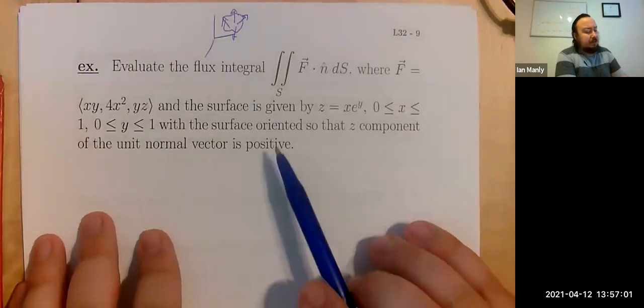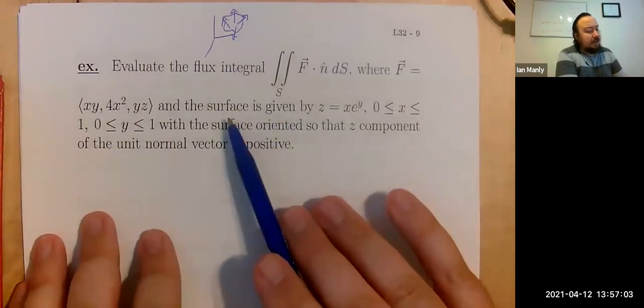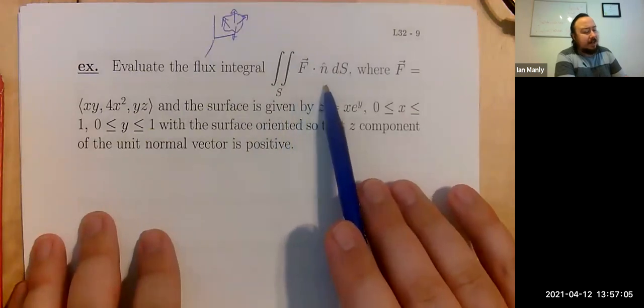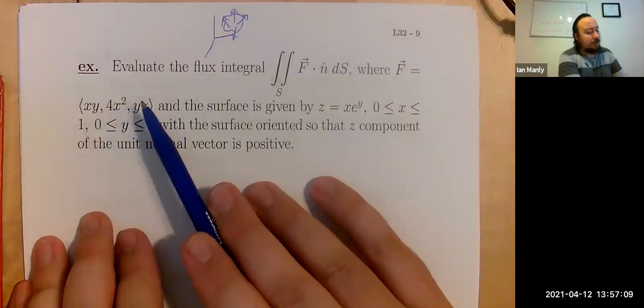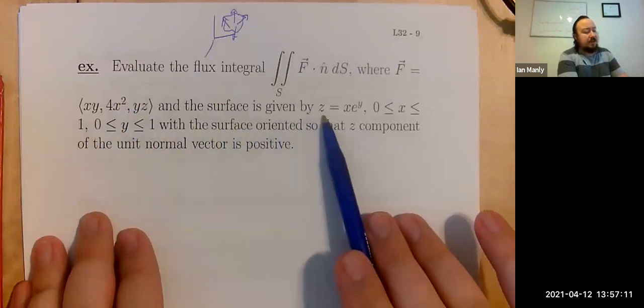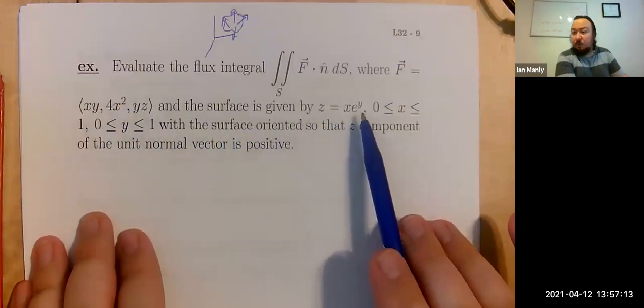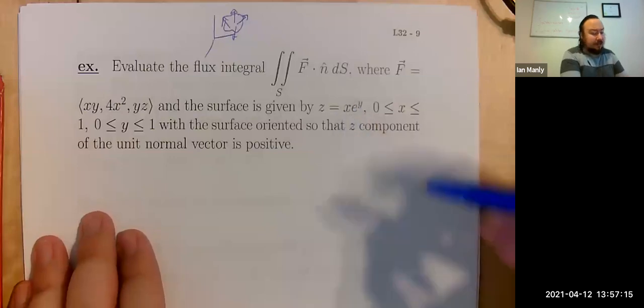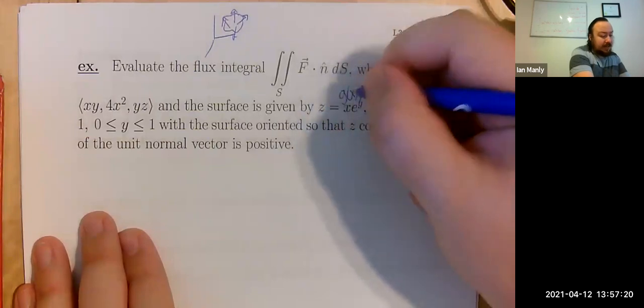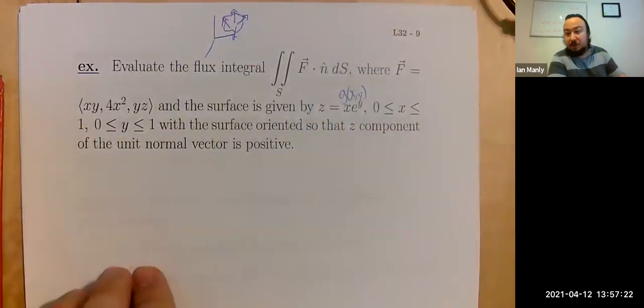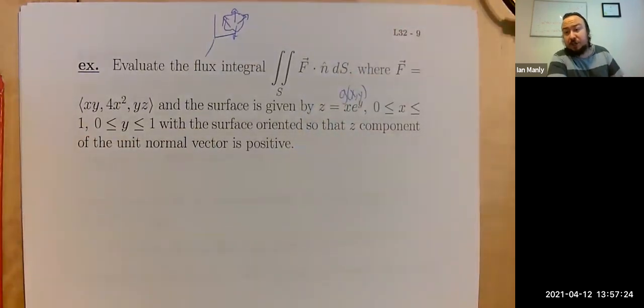We already started last time with an example, so let's do another one. Evaluate the flux integral of F dot n dS, where F is the vector field (x, y, 4x squared, y, z), and the surface is given by z equals x e to the y. This is good because we have our surface as z being a function of x and y, so we already know a specific form for flux integrals in that case.